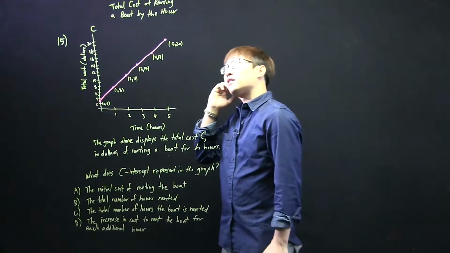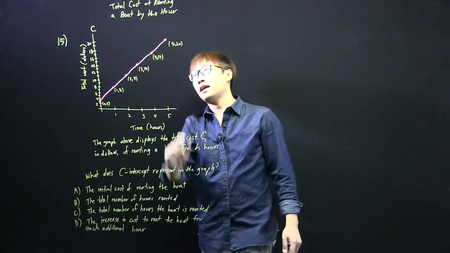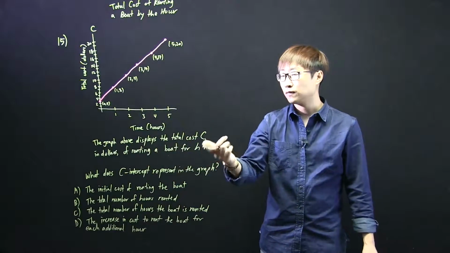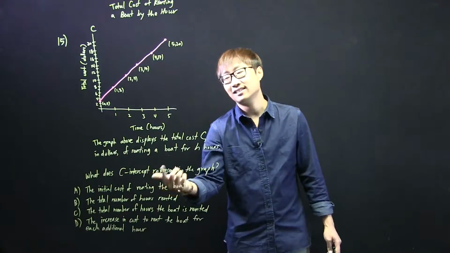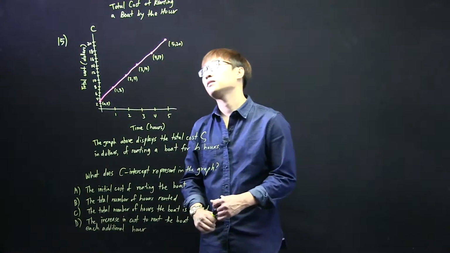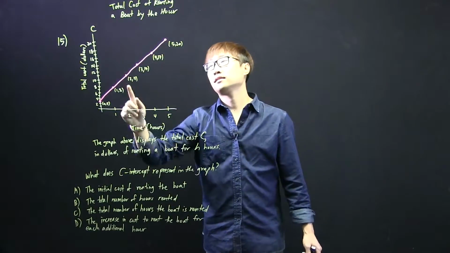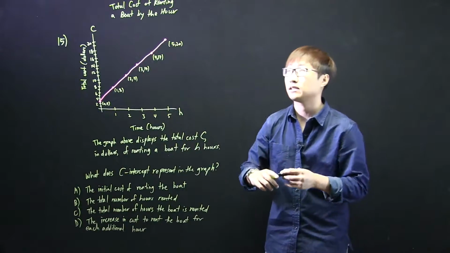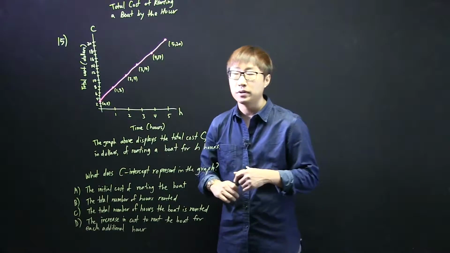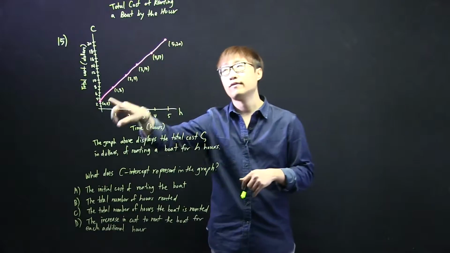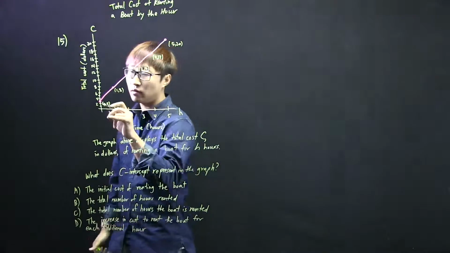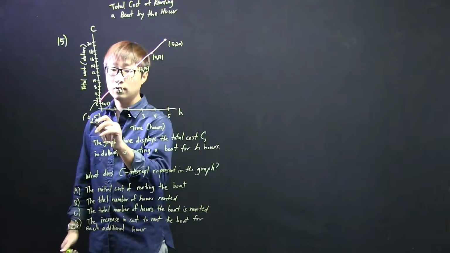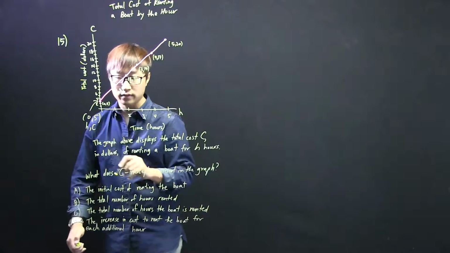Number 15, the total cost of renting a boat by the hour. We have this graph. The graph above displays the total cost C in dollars of renting a boat for H hours. What does the C-intercept represent in the graph? All right, so let's take a look. C is on the y-axis, and H is on the x-axis, right? So the C-intercept would be the point where this graph crosses the C-axis, right this point over here, where the value is (0, 5). 0 for the H and 5 for the C.